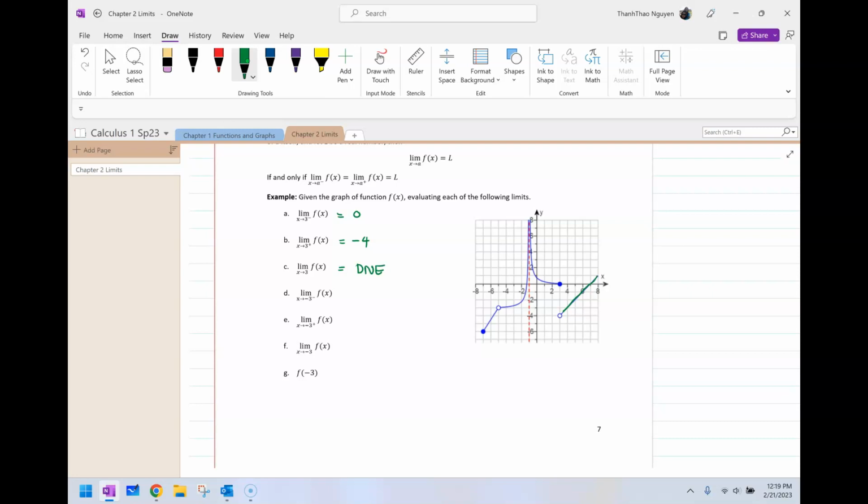Then we can decide whether we take in a 0 or negative 4. So here we have a jump discontinuity. So this is called a jump discontinuity. We have a jump here. As x approaches negative 3 to the right, we have this value negative 5. As x approaches negative 3 to the left, we also have negative 5.